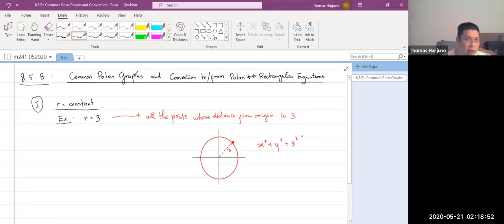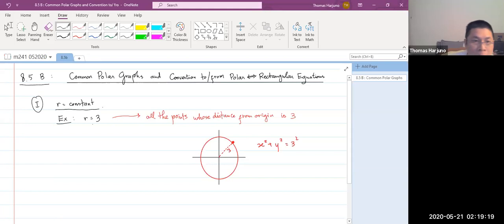Now, that's if we can interpret that. We need to anticipate the situation where we may not be able to interpret it just by looking at it. So we need to learn how to convert this r equals 3 into a rectangular coordinate equation.